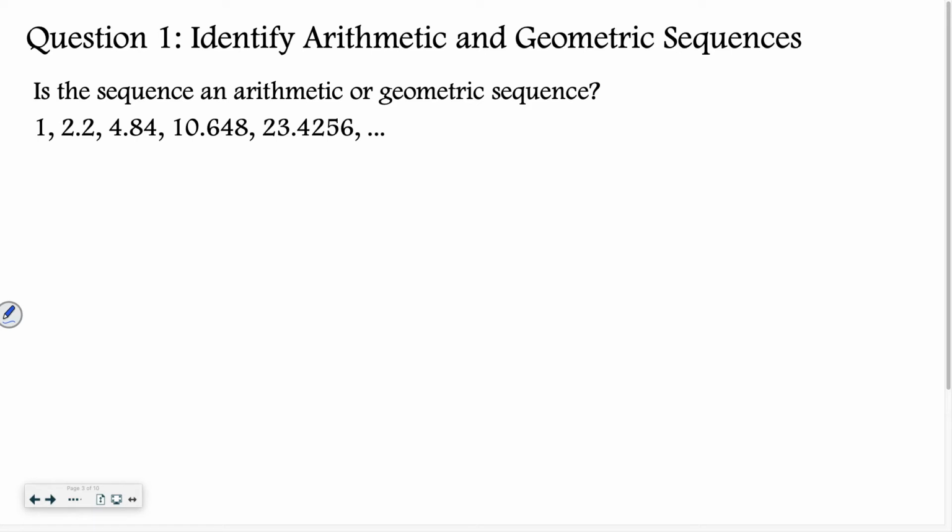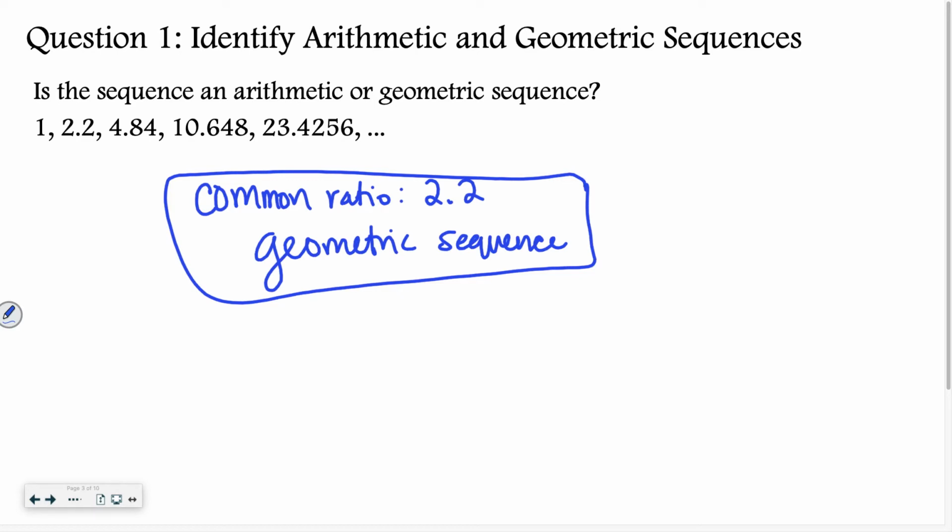All right. Question number 1, is the sequence an arithmetic or geometric sequence? Why don't you take some time and figure this problem out on your own? Good luck. All right, for this problem, hopefully you figured out that it had a common ratio. It's being multiplied by 2.2 every single time, and you ended up with saying that it's a geometric sequence because of the common ratio.